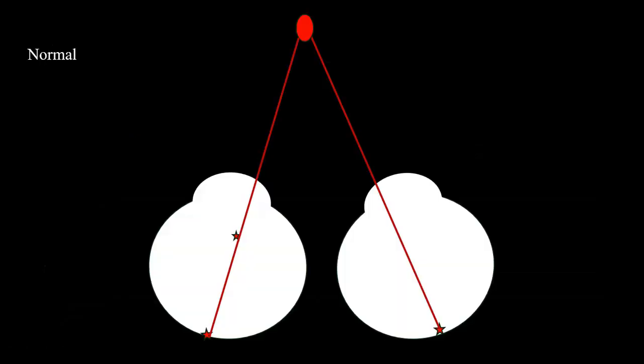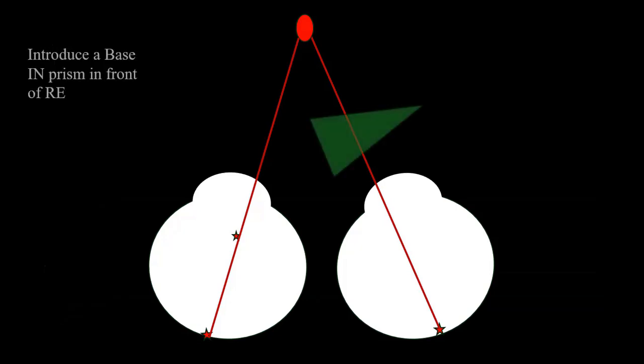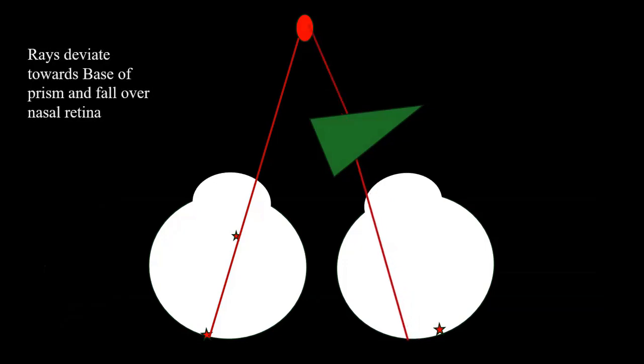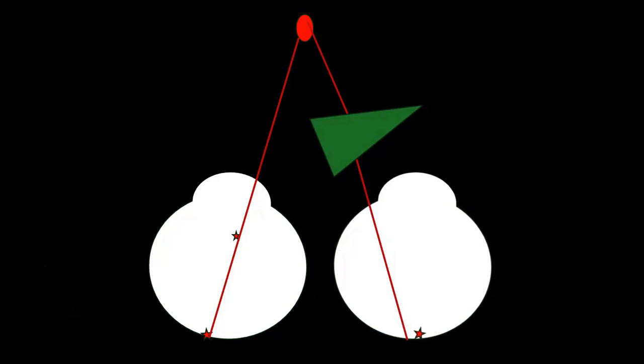Let's see what happens. This is a normal eye, and we are going to place a base in prism. What is going to happen to the ray? It is going to be deviated towards the base of the prism. So this is the ray. Now the patient wants to fix with the right eye.